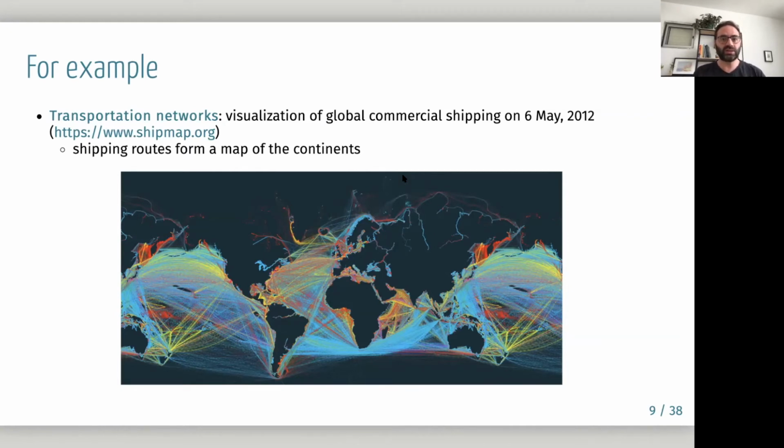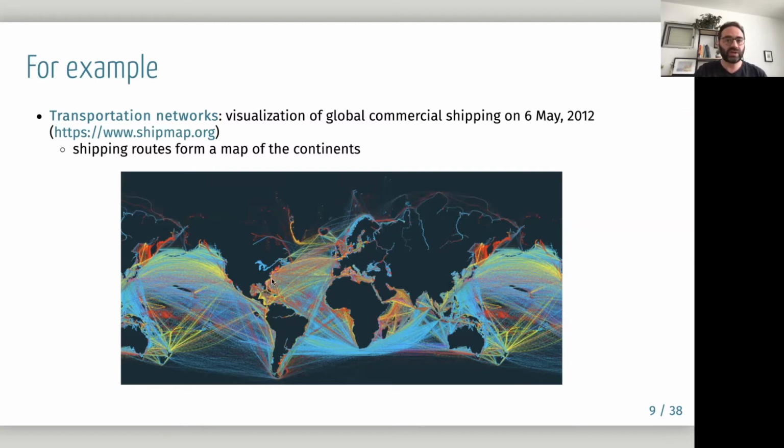Another type of network is a transportation network. For example, we can see here a visualization of global commercial shipping on a specific day, and we see links between ports. So each line is a shipping route of a single ship between one port over here and another port over here. And note, an interesting feature of this network is that it begins on a blank slate. As it grows and grows, that is, as ships move from one port to another, there is an emergent property of the map that shows the continents of the globe.